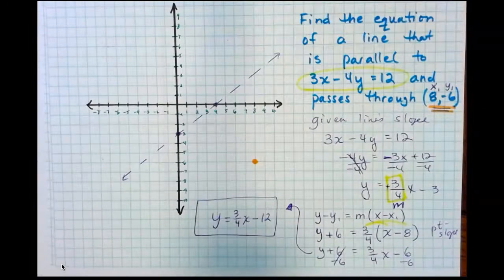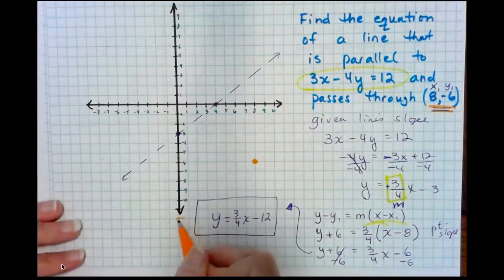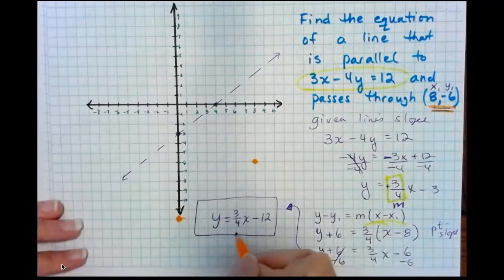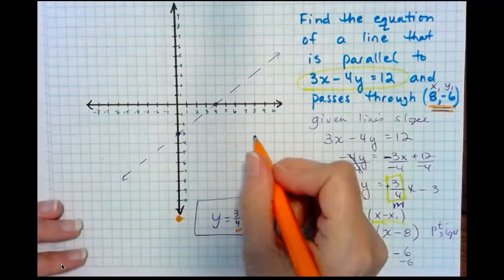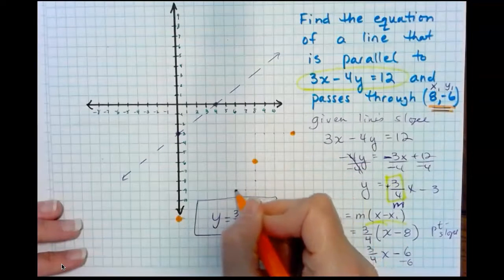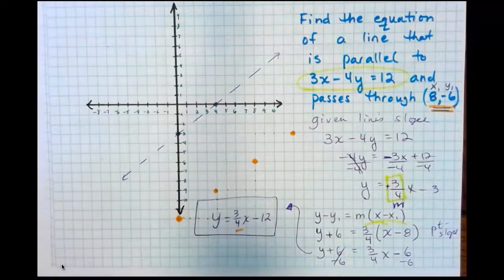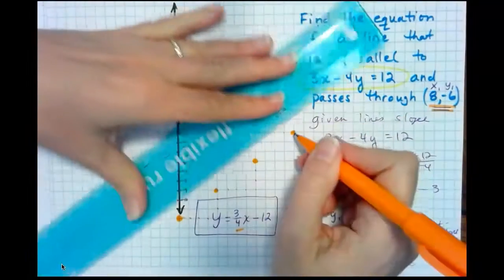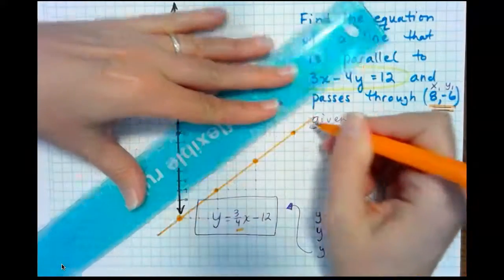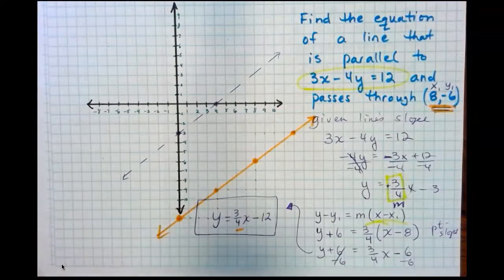So let's finish graphing it just so we can see. So if this is negative 10, negative 11, negative 12, we are anticipating our new line going through that point. So let's use the slope. 1, 2, 3, 1, 2, 3, 4, down 2, 3, 1, 2, 3, 4, down 2, 3, 1, 2, 3, 4. We are correct. So here's our new line that is parallel to our given line and passes through the point 8, negative 6.